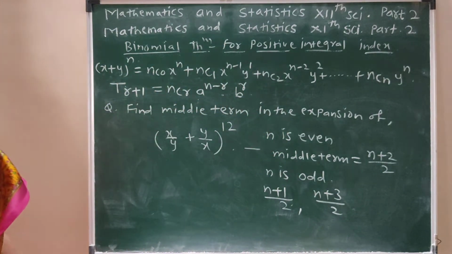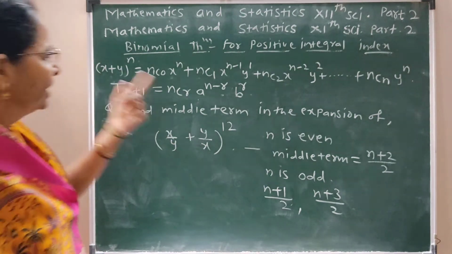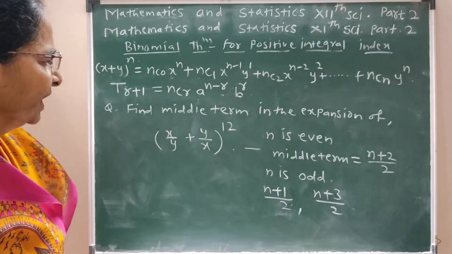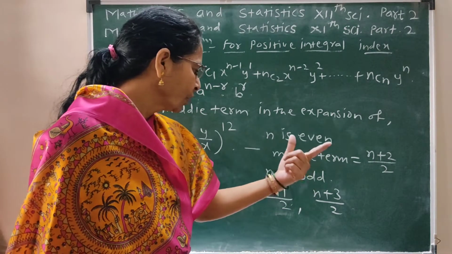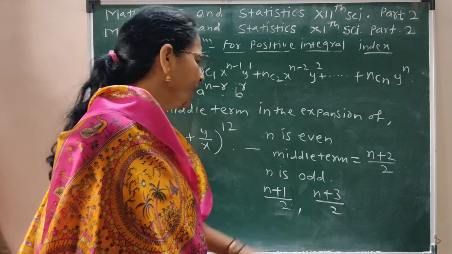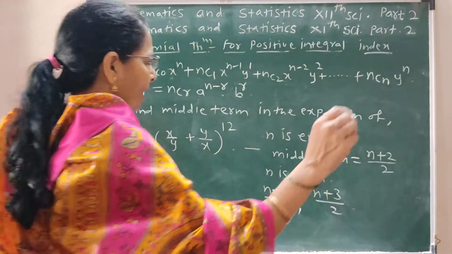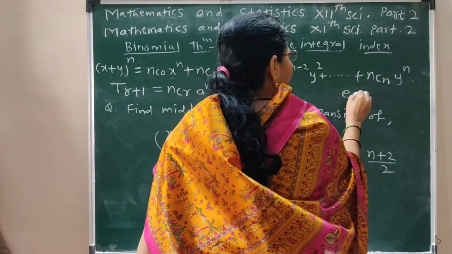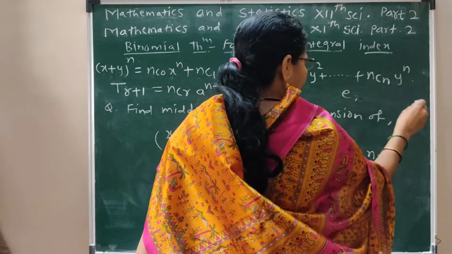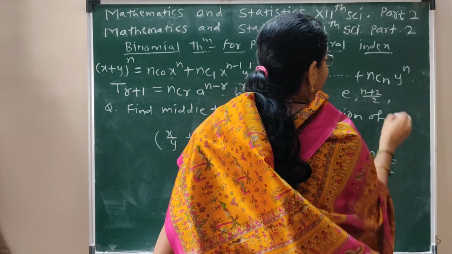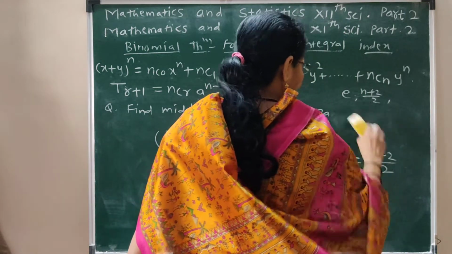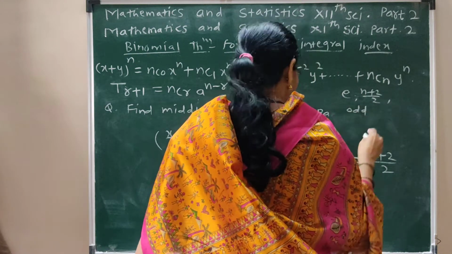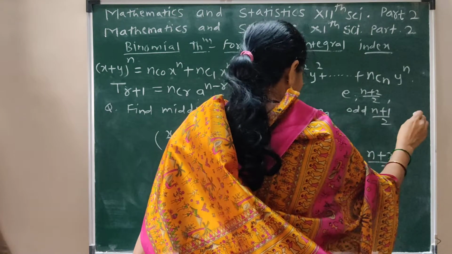Remember this formula. We have to find the middle term, but when this index is even, the middle term is n plus 2 by 2. When n is odd, the middle terms are n plus 1 by 2 and n plus 3 by 2. So, n even: n plus 2 by 2. n odd: n plus 1 by 2 and n plus 3 by 2.